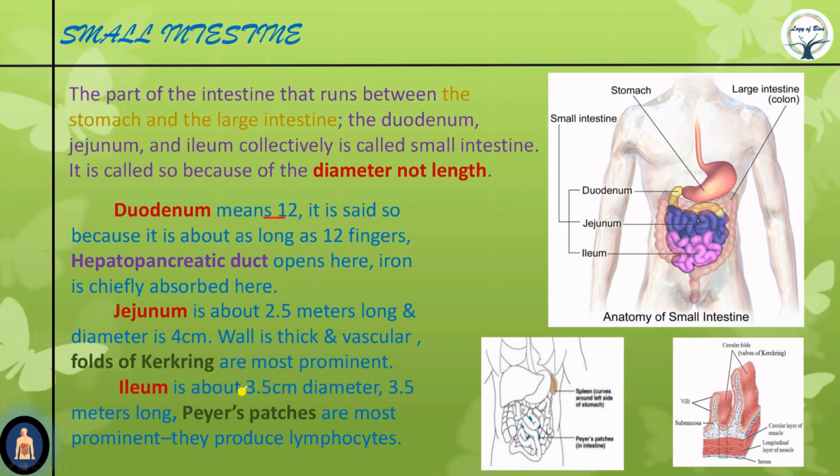Next part is the ileum. Ileum is 3.5 meters long, and Peyer's patches are the most prominent structures. Peyer's patches are lymphoid tissues, lymph nodules, and they produce lymphocytes. So remember, the duodenum is the first part, about 12 fingers long. The hepatopancreatic duct opens here and iron is mainly absorbed here. Next is the jejunum, 2.5 meters long, highly vascular and thick, where folds of Kerckring are most prominent. Finally, the ileum is 3.5 meters long, and Peyer's patches are the most common.